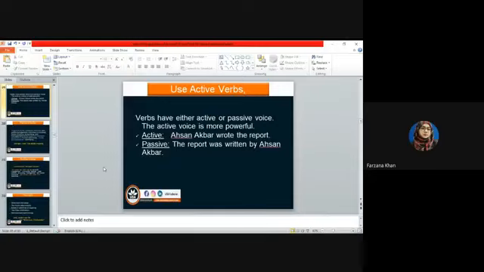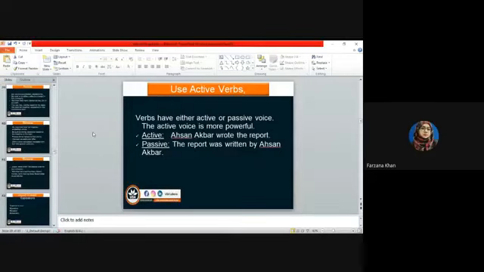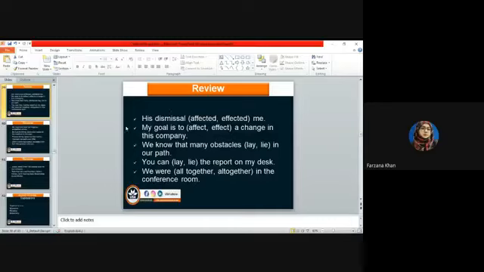So it is very important to go for the active verb rather than the passive verb when writing your cover letter. It is also very important to choose accurate words and make accurate points. And then it is very important to review your cover letter to avoid any type of grammatical mistakes.